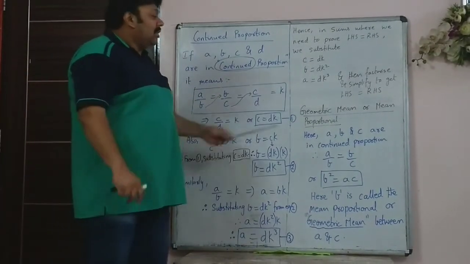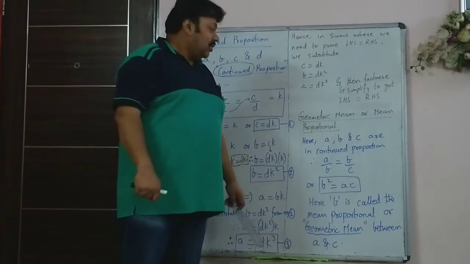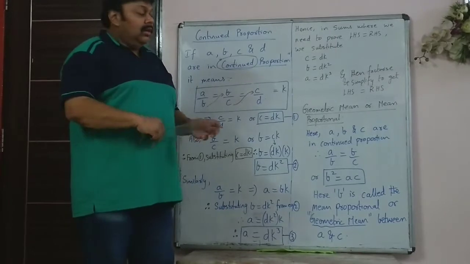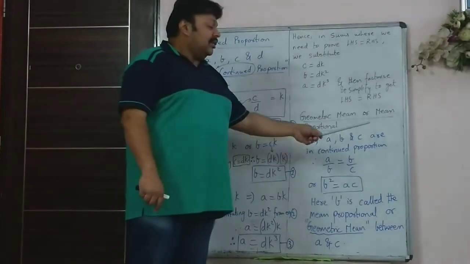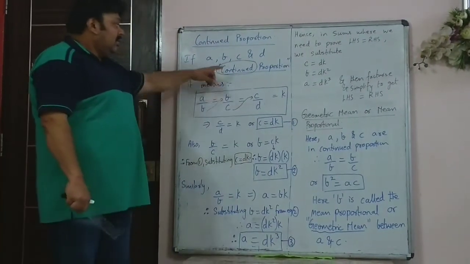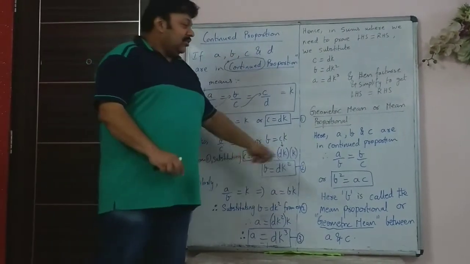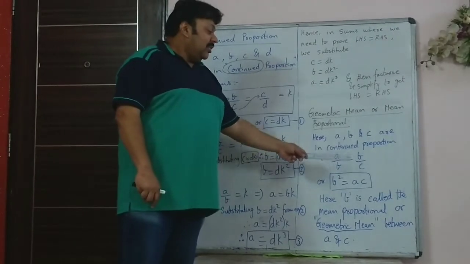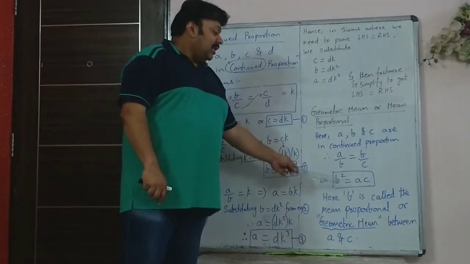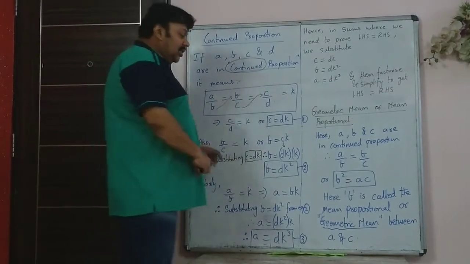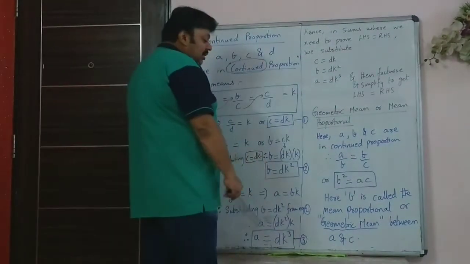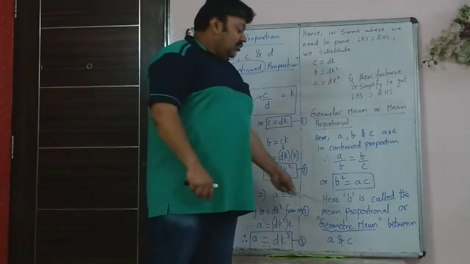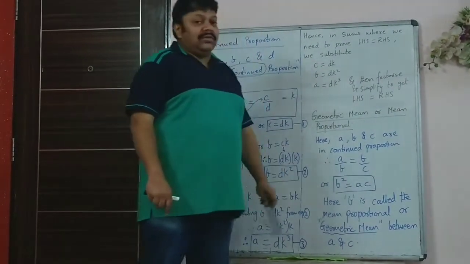Now there is one more thing that you need to know before we actually start with the sums. Geometric mean or mean proportional. Now if three terms A, B, C are in continued proportion, only three terms. Here it was four terms. Here three terms A, B, C are in continued proportion, it would mean A upon B is B upon C, that is B squared is equal to AC. So now if B squared is equal to AC, it would mean that B is called the mean proportional or geometric mean between A and C.